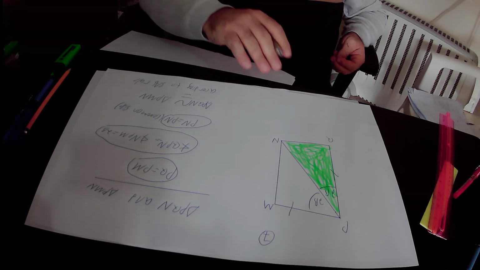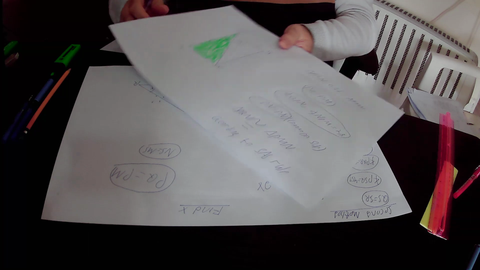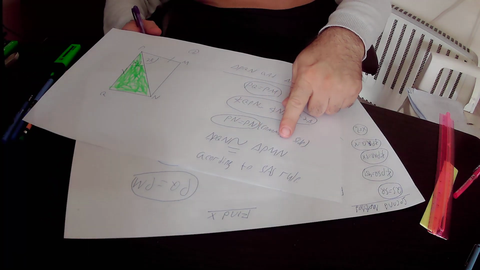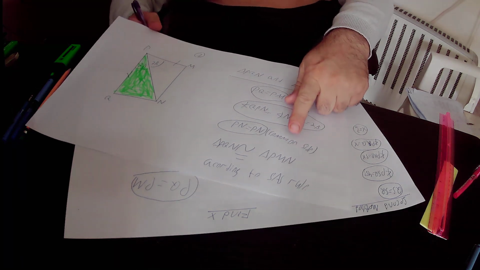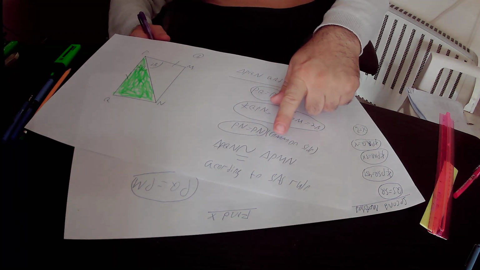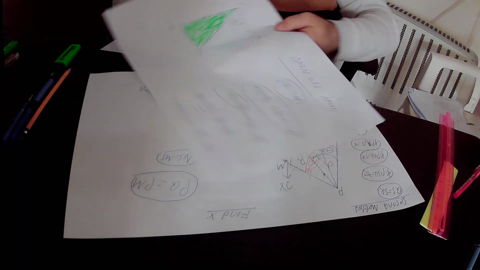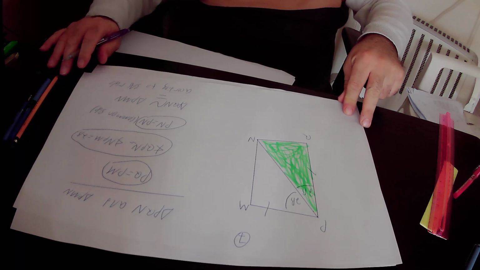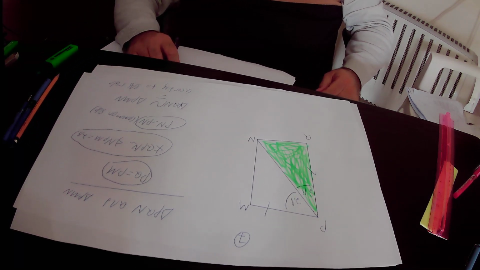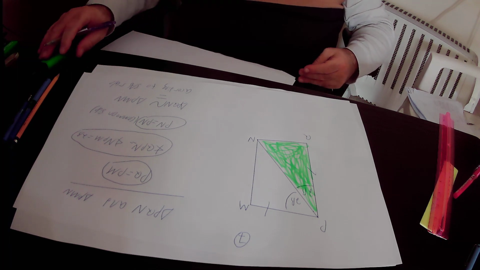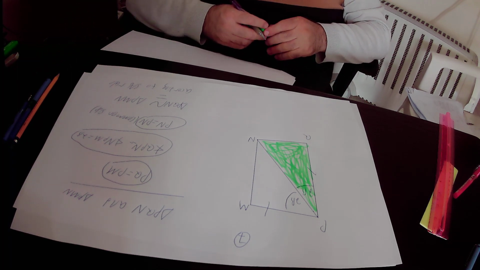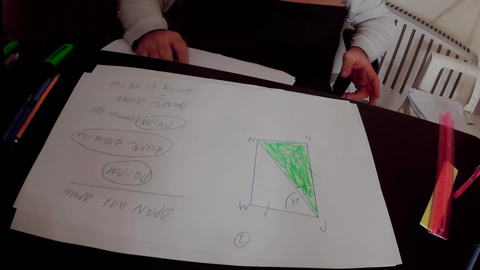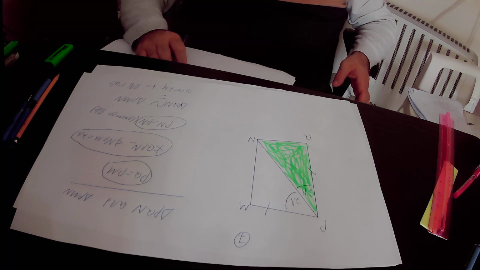So I'll repeat again. We proved that the green triangle, triangle PQN, can go into the white triangle, triangle PMN, according to the side angle side rule. So what is the side angle side rule? The side angle side rule is that if you prove that two sides and the angle between them in one triangle can go into two sides and the angle between them in another triangle, then you prove that those two triangles can go into each other according to the side angle side rule.